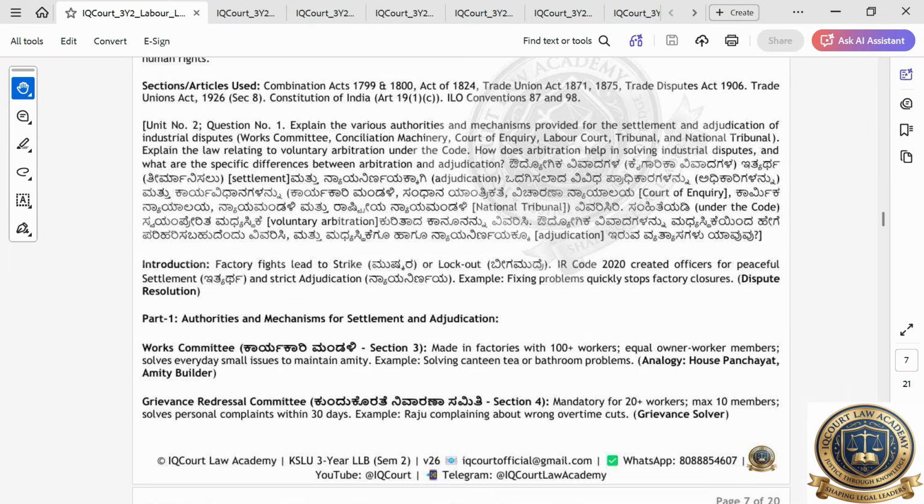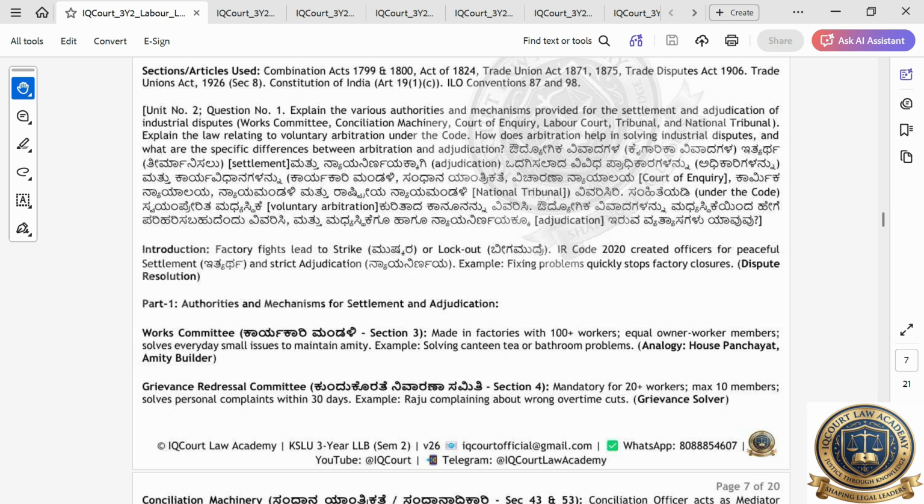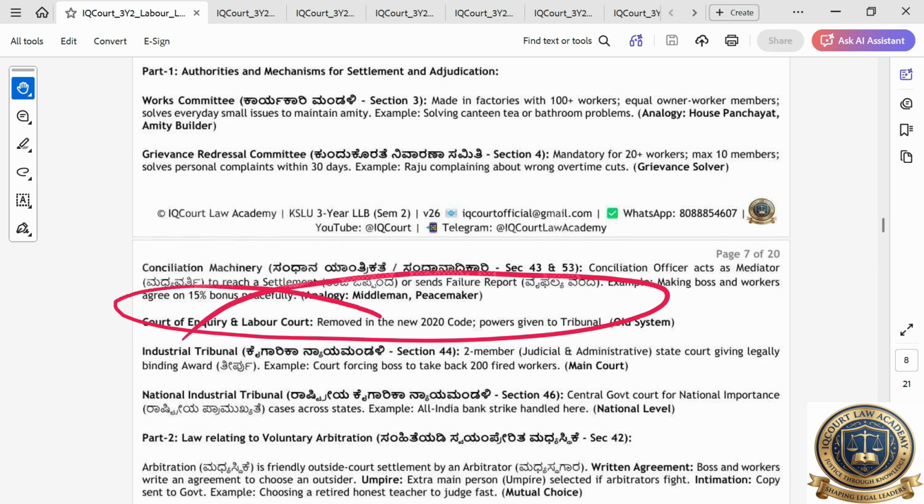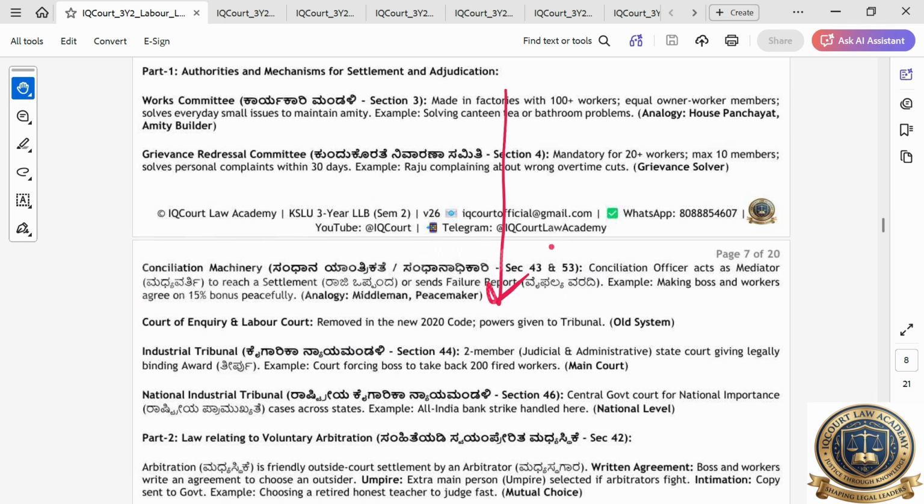Then we'll go to the second unit: explain the various authorities, the adjudication of industrial disputes. Tribunal means court. There is no court of inquiry. There is no labor court. Now they have removed it and given the power to the tribunal. Now there are only two systems. All complaints should directly go to the industrial tribunal, then the national industrial tribunal. So you have to remember section numbers 44 and 46.